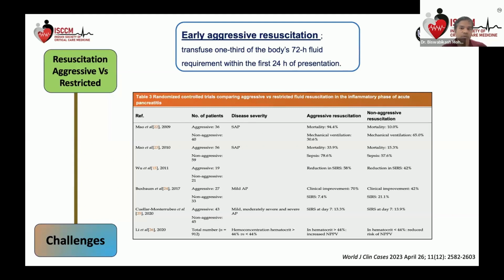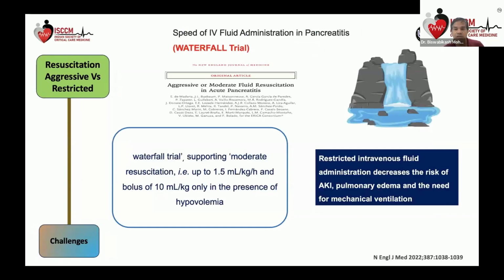Second aspect of the fluid is the amount of fluid, that is whether we should go for aggressive resuscitation or restricted fluid resuscitation. What do you mean by early aggressive fluid resuscitation? That means we have to transfuse 1/3 of the body's 72 hours fluid requirement within the first 24 hours of the presentation. But nowadays, every trial is going in favor of the non-aggressive resuscitation, because the latest evidence, which is published in NEJM 2022, is the WATERFALL trial.